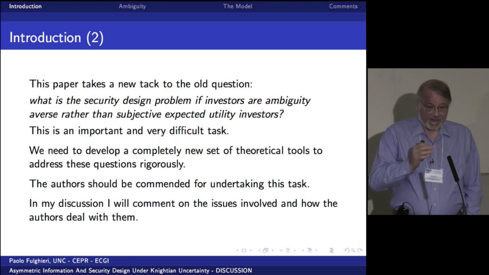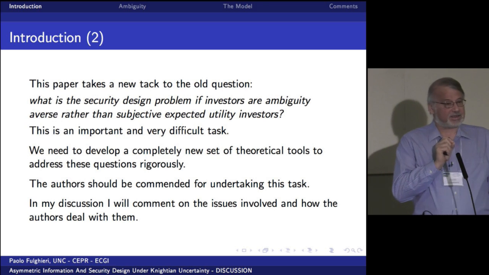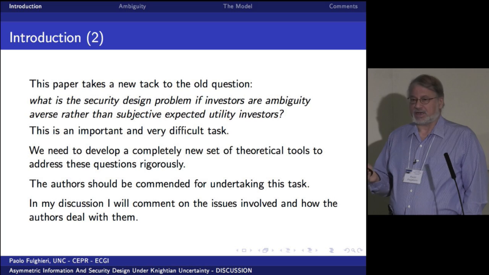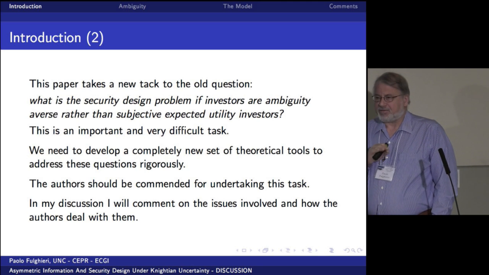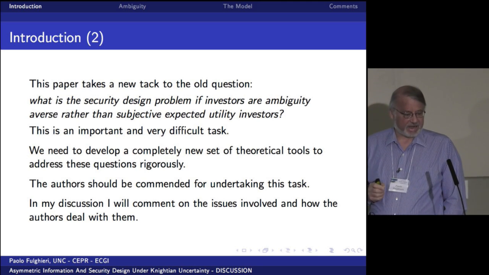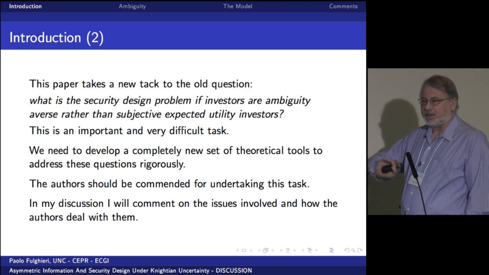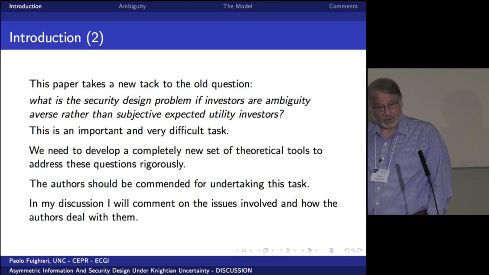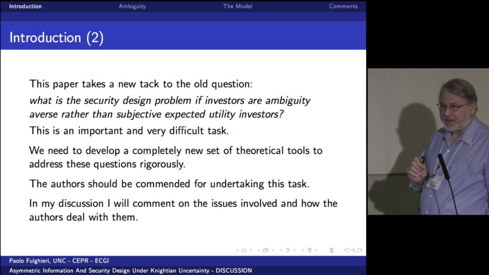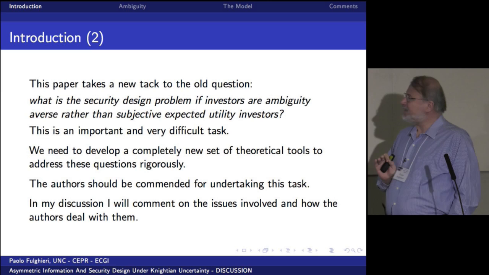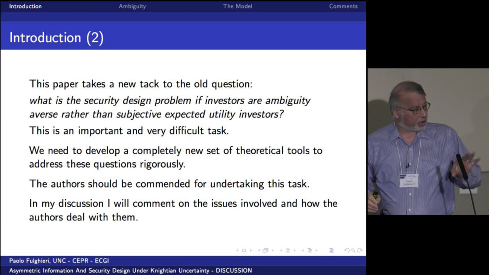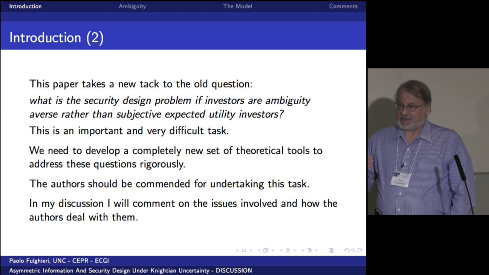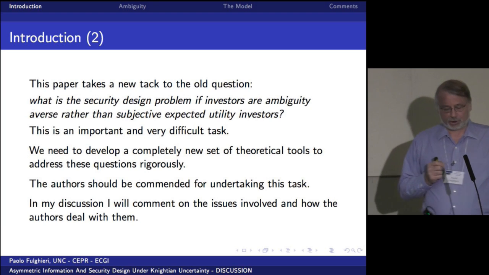This paper takes a new tack to this question and asks what the security design problem will look like when investors are ambiguity averse as opposed to standard subjective expected utility maximizers. Now, let's be very clear. This is a very important and very difficult task, because we need to develop a completely different set of theoretical tools in order to address this question in a rigorous way. I would like to commend the authors for picking up this task. I think the paper has two main contributions. One is to develop these theoretical tools, and the second is to apply these tools to the security design problem.